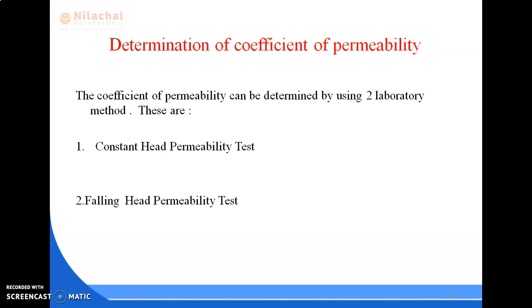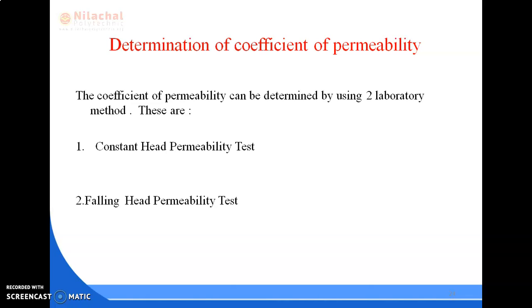Both are laboratory tests, done in the laboratory by direct measurement with the help of permeameters. A permeameter is an instrument which allows water to flow through the soil sample either under constant head or under variable head or falling head. Permeability can also be determined directly by field tests, like pumping out test and pumping in test. And there are also some indirect methods like computation from grain size or specific surface.